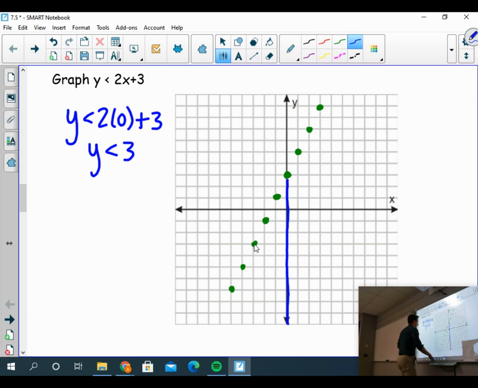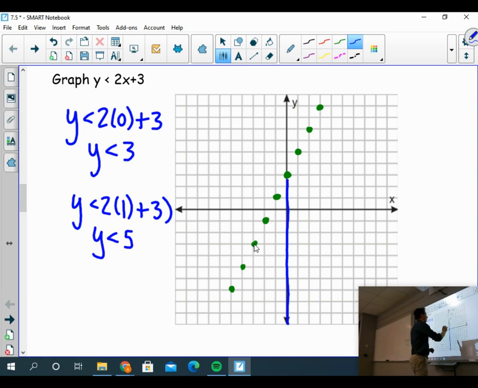If I picked a different x value, maybe x is 1, I find that all the y values when x is 1 need to be less than 5. And so all these coordinate pairs indicated by my second blue line would also satisfy the inequality.